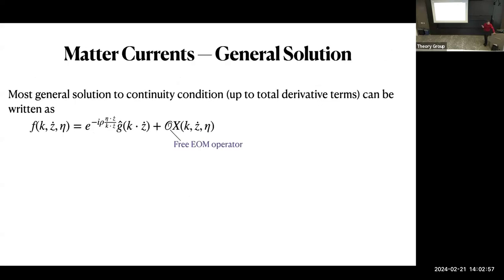And again, you could do this for EM, and you would arrive at the standard results that way. So we found the most general solution to this continuity condition under the assumption of world line locality, and it has a strikingly simple structure. So there's a term that is proportional to the free equation of motion. What that means is that if you're considering the production of massless modes or the far field effects in problems, this will never contribute. And then all of the rho and eta dependence is given by a phase times one function of k dot z dot.